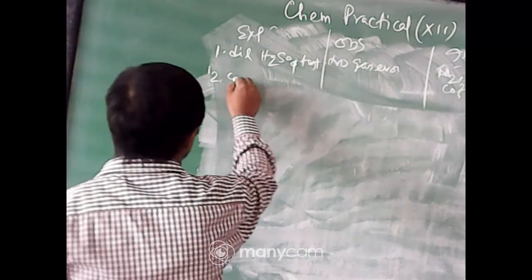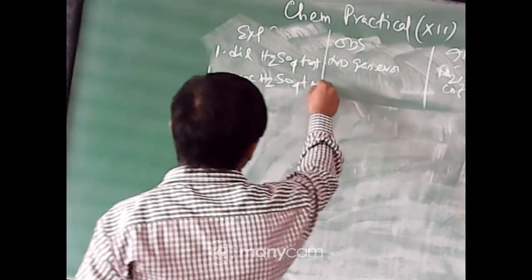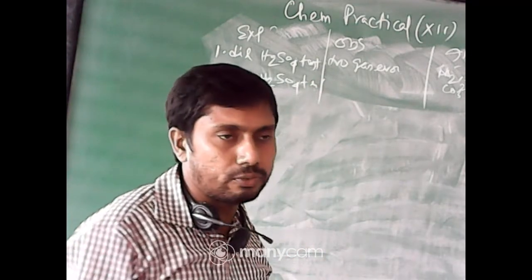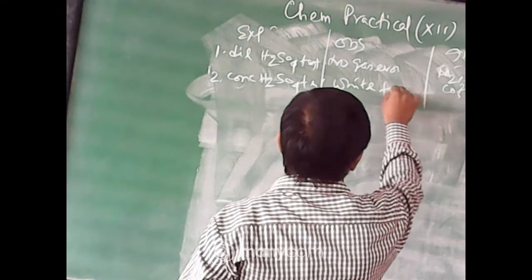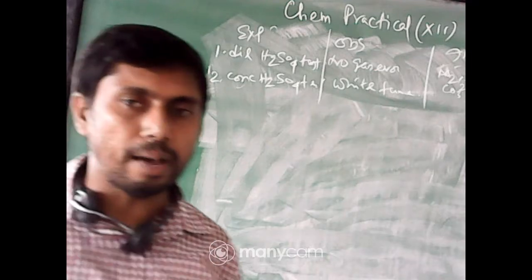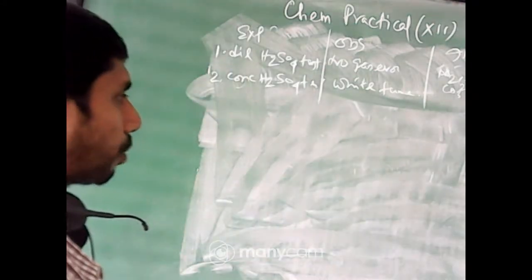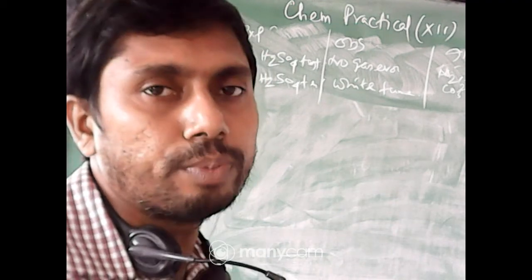Number 2, concentrated sulfuric acid test. Concentrated H2SO4 test, it will give you a white fume of chloride. So you will write here white fume. How can we write it? Because in the confirmative section we have confirmed that chloride is present in our sample. So wherever there is the probability to find chloride in the preliminary section, you have to present it.